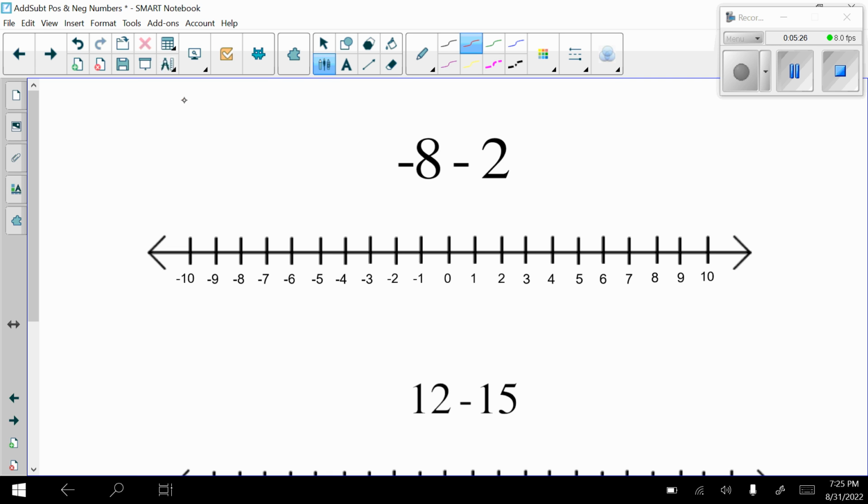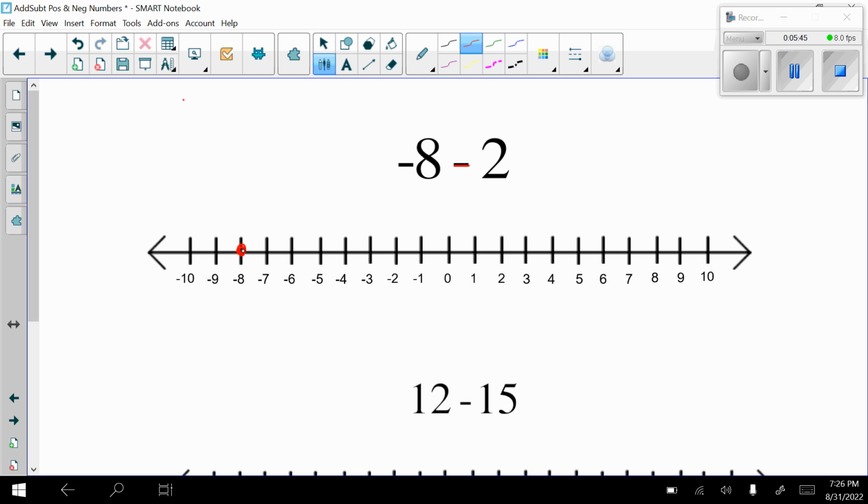Now we're subtracting. We were adding before, now I'm subtracting, which is a little bit different. Again, we'll just use the number line. Okay, the number line is our friend here. It's going to make life a lot easier. -8, that's where I start. It's -8 minus 2.